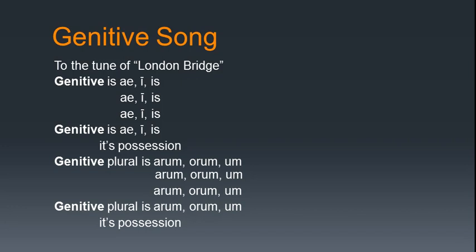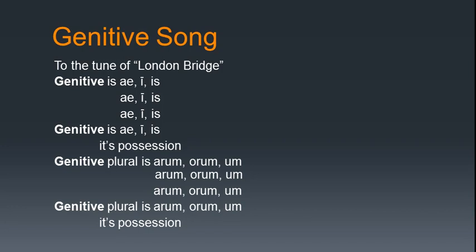Genitive is I-E-S, I-E-S, I-E-S. Genitive is I-E-S, its possession. Genitive plural is arum, aurum, arum, aurum, aurum. Genitive plural is arum, aurum, its possession.